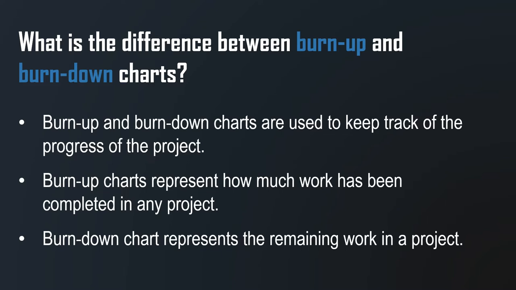So when you open up your agile board, you would see the burn down and burn up charts. Burn up chart means how much work has been completed in a project. Burn down chart should show the remaining work in a project, right? The ideal chart should always be a diagonal line. Try and achieve that. That can be another question, a tricky one, okay?